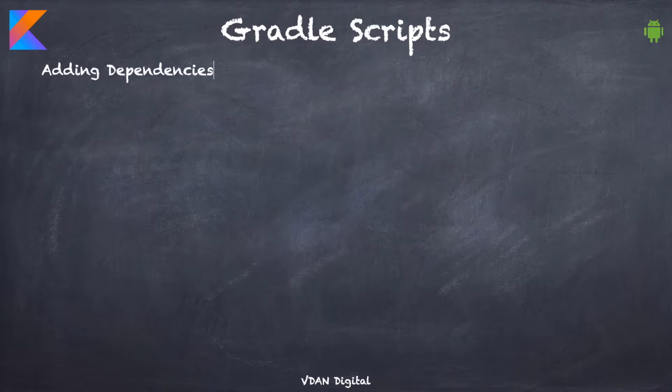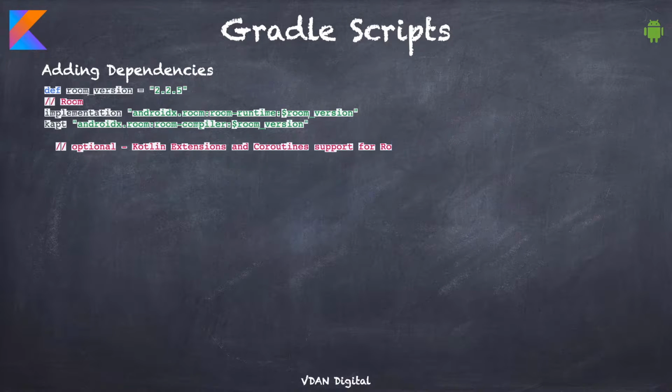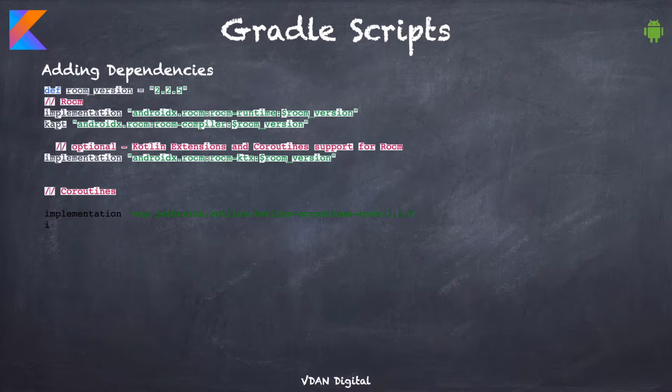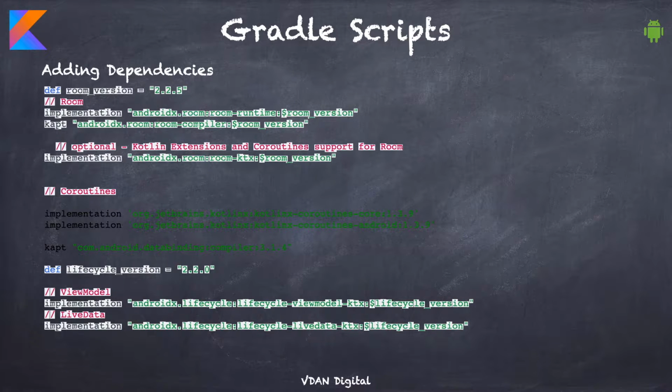So we need to add dependencies. Go to Gradle scripts. So we are adding dependencies for Room runtime and compiler, and also for Room extensions, so that will support coroutines. Also, we are adding coroutines dependencies. So you can see dependencies from JetBrains.